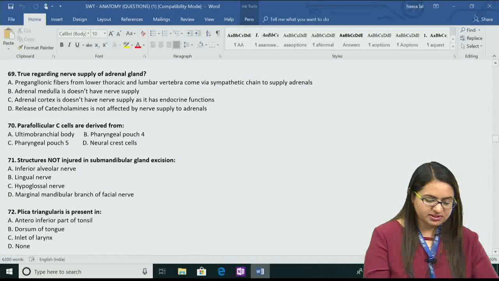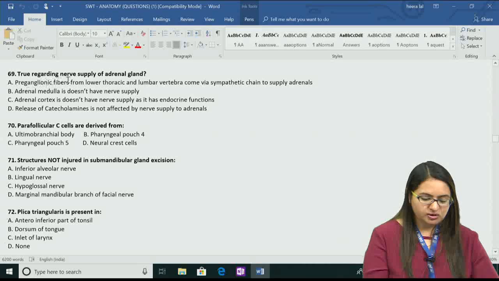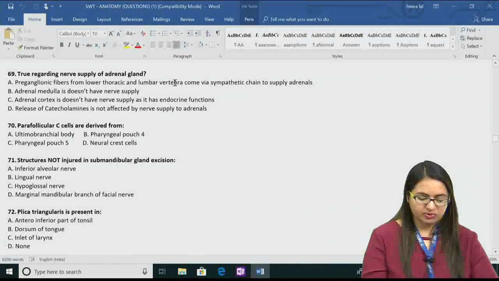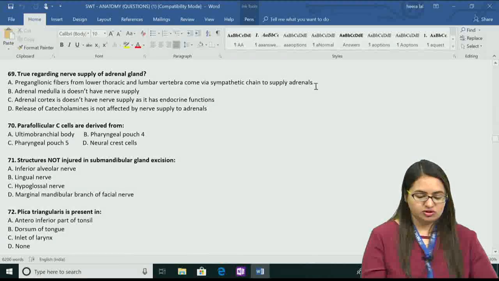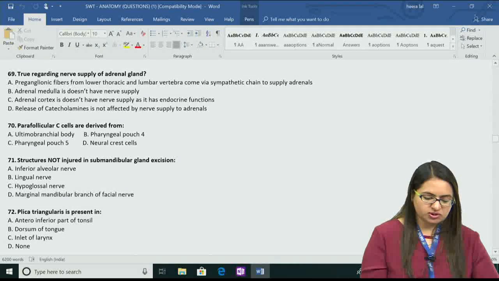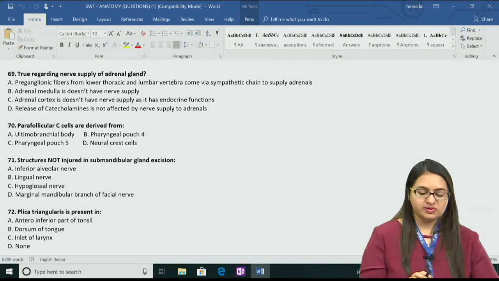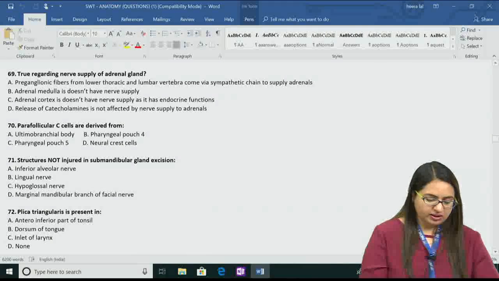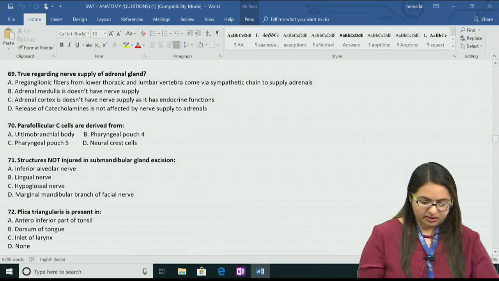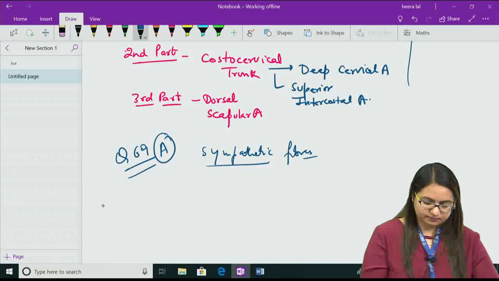For this question number 69, we have to identify the true statement. The supply to the adrenal gland is by the preganglionic fibers from the lower thoracic and lumbar segments via the sympathetic chain. The rest of the options are not correct because the adrenal medulla and cortex both have nerve supply, and the release of catecholamines as well as steroids is affected by the nerve supply to the adrenals.